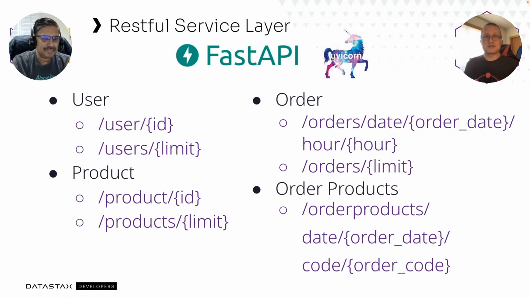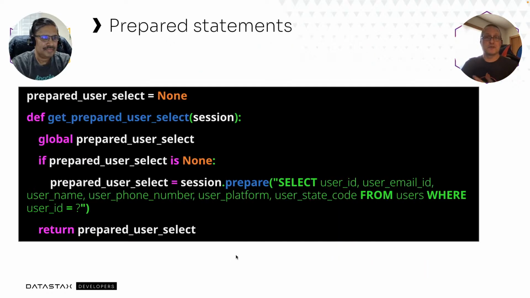But, you know, it allows us to pull back users and products by ID. We can pull back orders by an order date and an hour, as well as products for an order based on a date and then an order code or an ID. Again, just based on time, I want to save some time for the quiz at the end too. So I'm not going to go through all of these, but feel free to explore this API as much as you want.